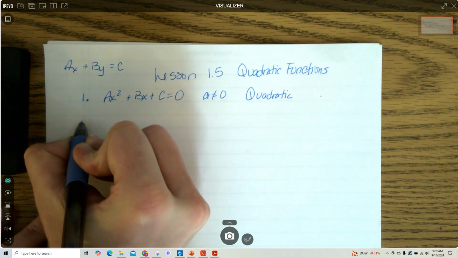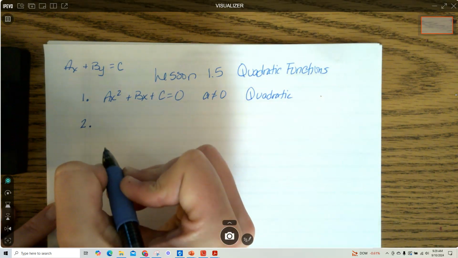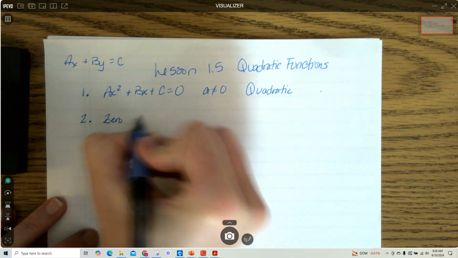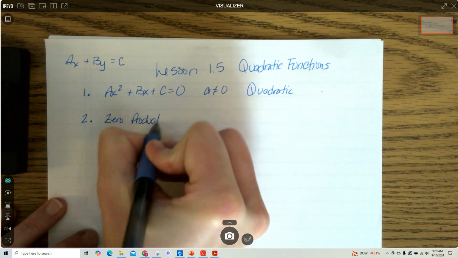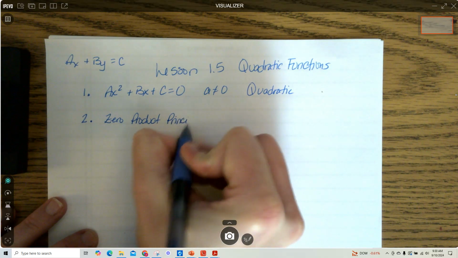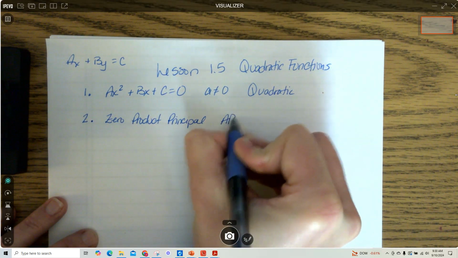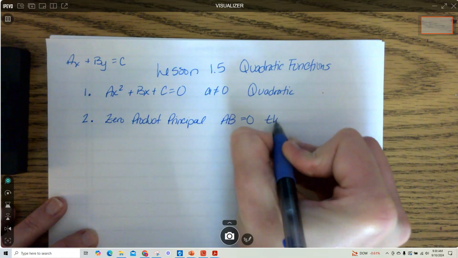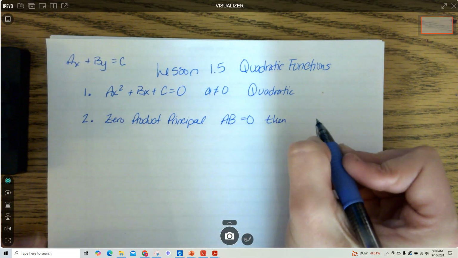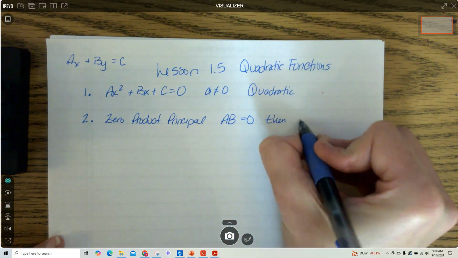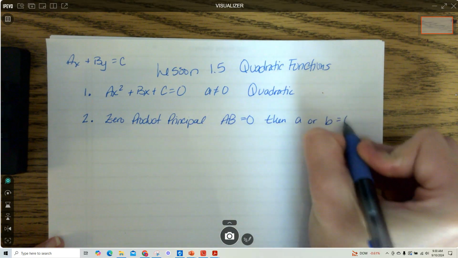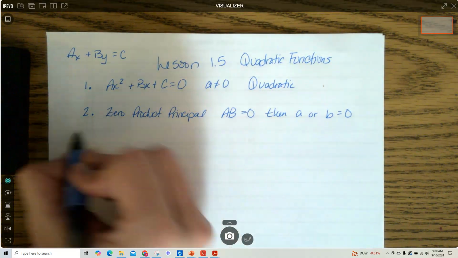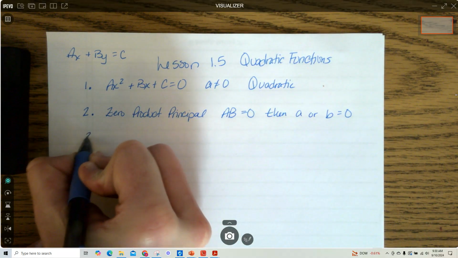So, all right, number 2. The zero product principle states that if AB equals 0, then blank. So zero product principle: if AB equals 0, then A equals 0 or B equals 0. Then A or B, one of them has to equal 0. Okay. We use that to find intercepts.